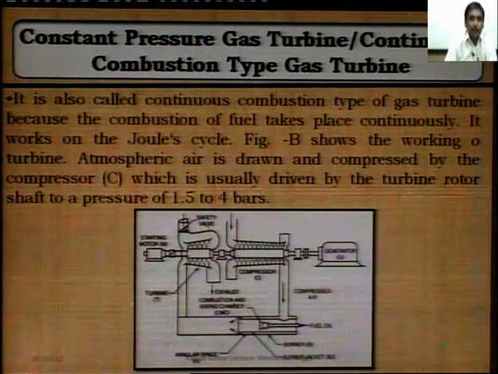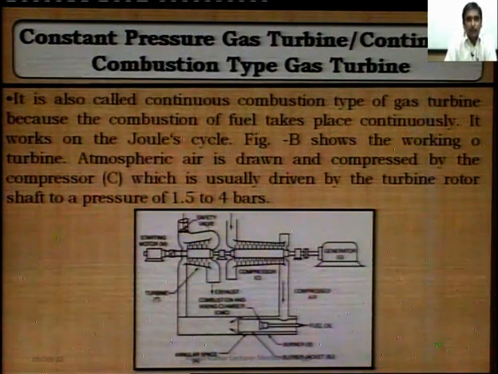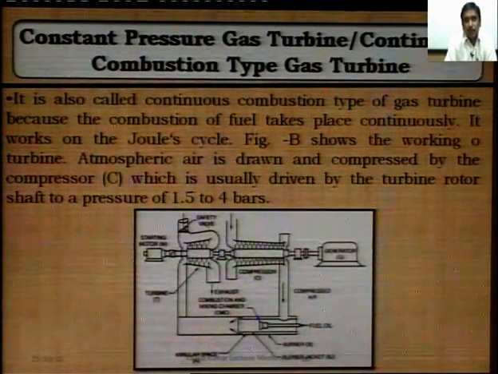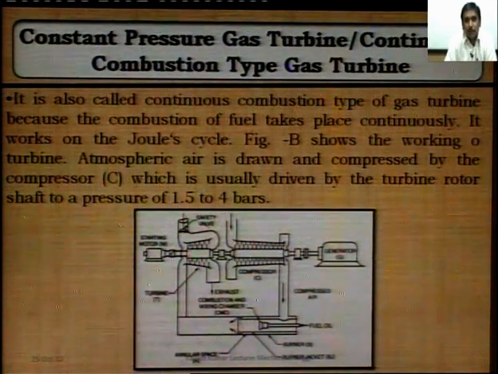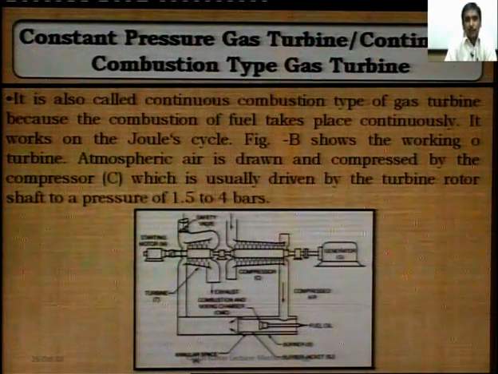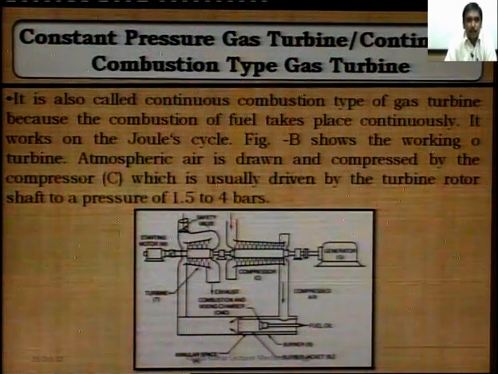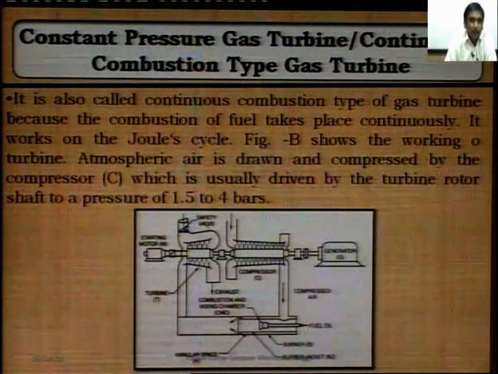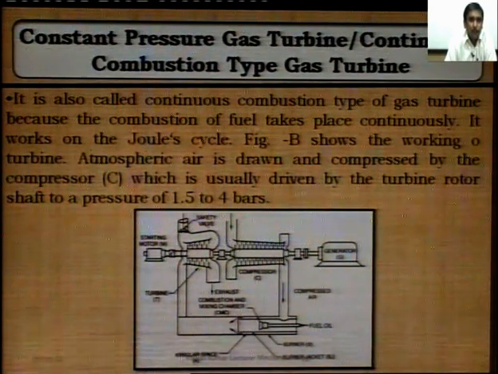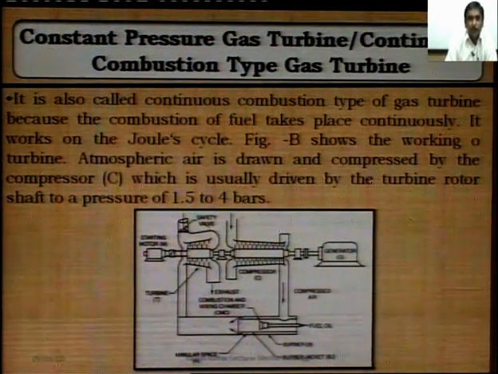Atmospheric air is drawn and compressed by the compressor C, which is usually driven by turbine rotor shaft, to a pressure of 1.5 to 4 bar.